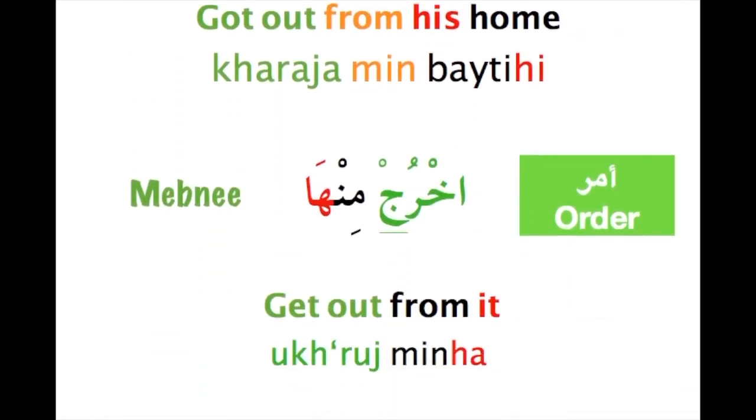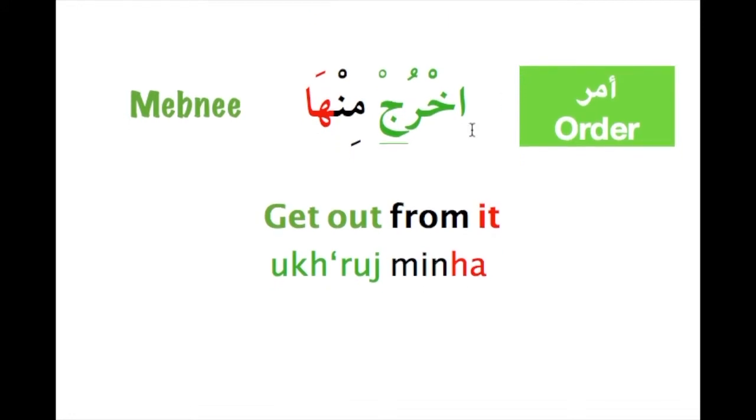Next, we have ukhruj. And ukhruj is an order action. It's a fi'l amr. We have it here in a sentence, ukhruj minha, meaning get out from it. ukhruj here will always look like this because it's mebni. The ending will always be a sukoon. So when you memorize it, remember it in the same form and remember those sukoons and the dhamma. It will always look like this.